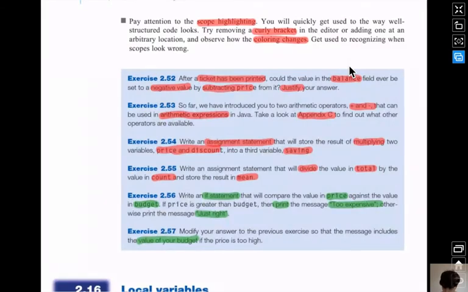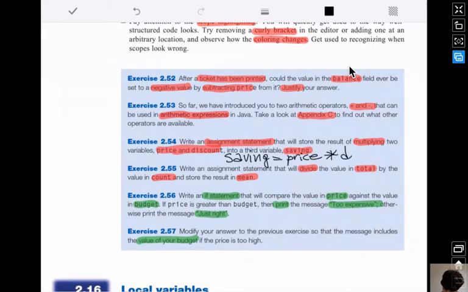So now we can write these two assignment statements. For saving, you can write this assignment statement: price star discount. For the mean assignment statement, you write an expression that is total slash count.